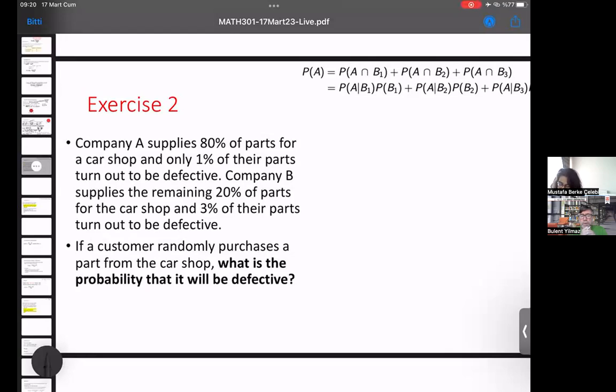arızalı. Company B supplies the remaining 20% of parts for the car shop and 3% of their parts turn out to be defective. If a customer randomly purchases a part from the car shop, what is the probability that it will be defective? Okay. Now you have 2 minutes to solve the question and I want you to write on chat.